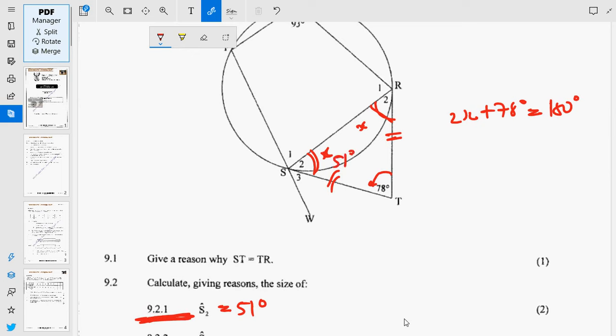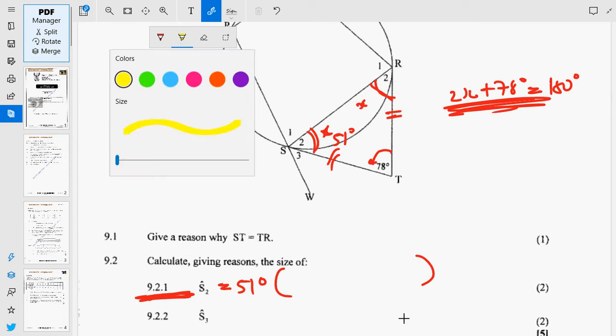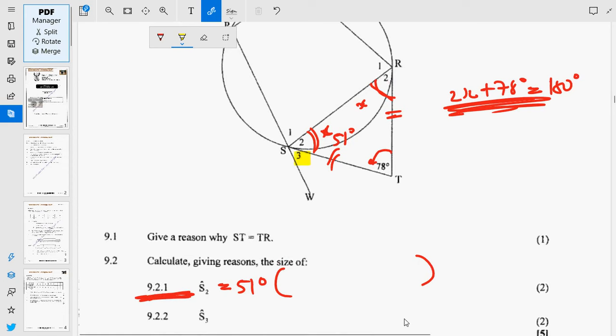The reason: angles opposite equal sides. If you didn't want to show this algebra, make sure you're giving a reason. I'm simply articulating here, but in an exam, we have to give a reason. The next one they ask us is S3. Now, where is S3? S3 lies here.